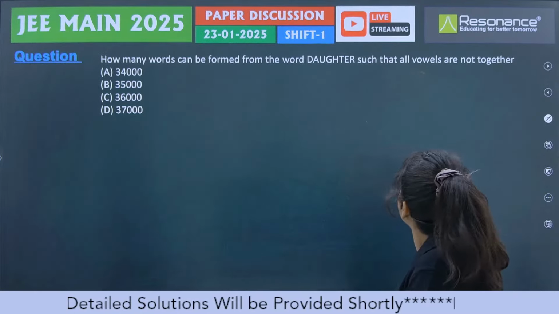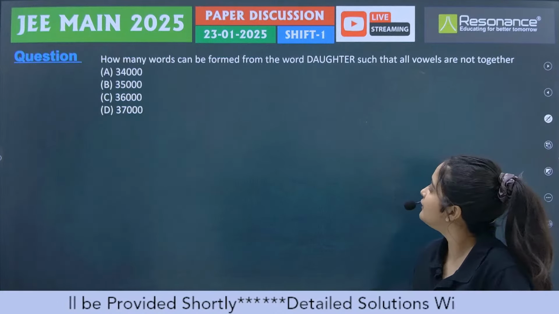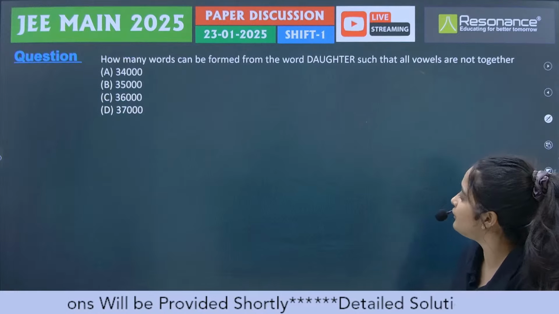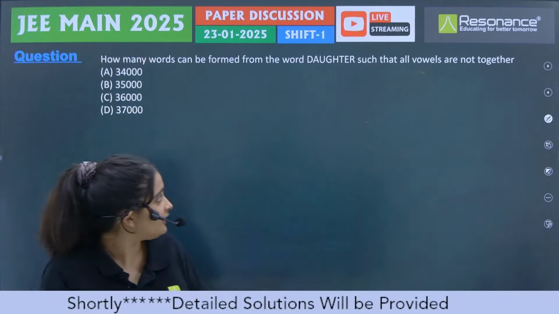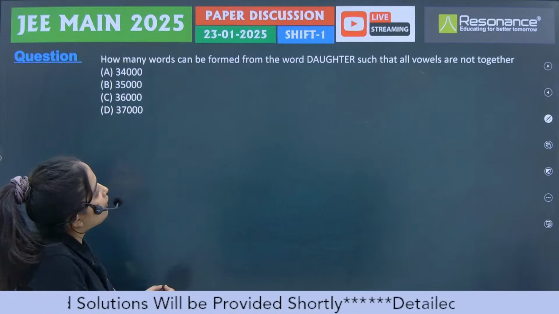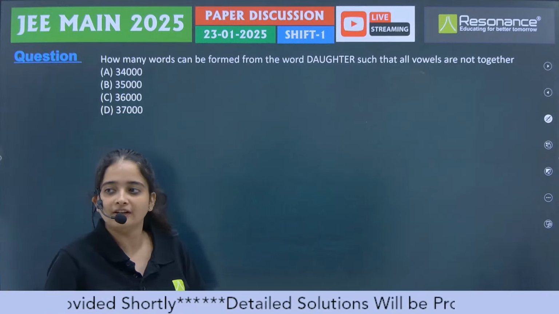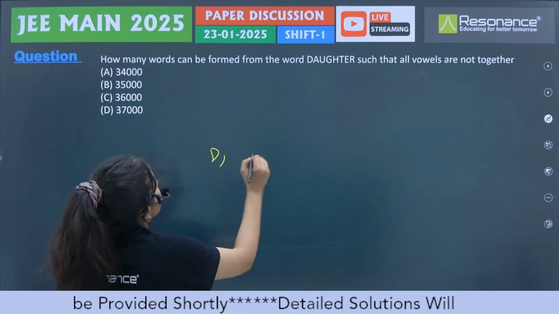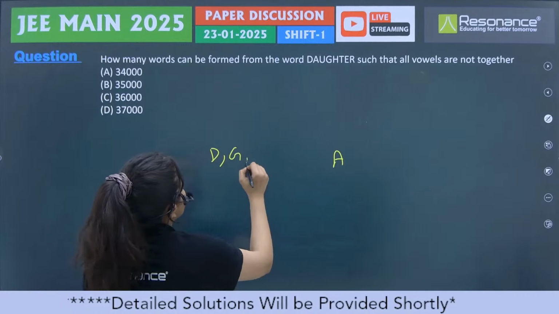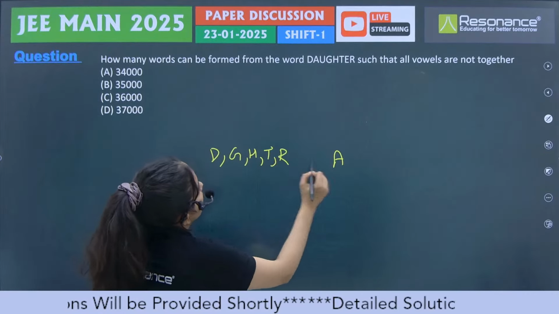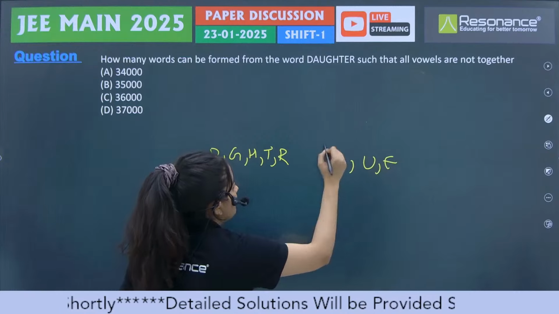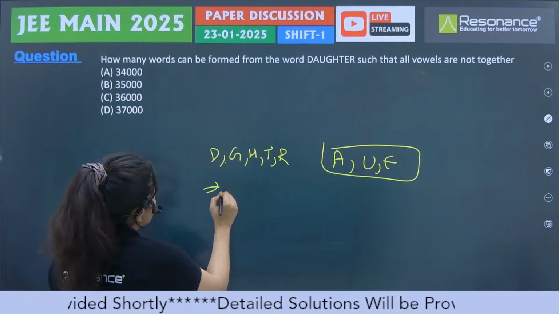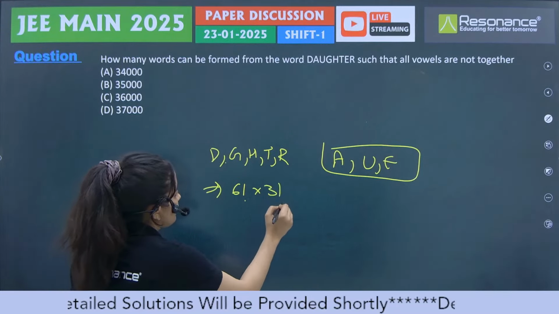In this question you are given: how many words can be formed from the word daughter such that all vowels are not together. In our resonance sheet we have done a lot of similar questions. So let's find in how many ways all vowels will be together. D, G, H, T, R are consonants, and A, U, E are vowels. All vowels together, so let's put all vowels together in a box. I can arrange them in 6 factorial into 3 factorial ways.